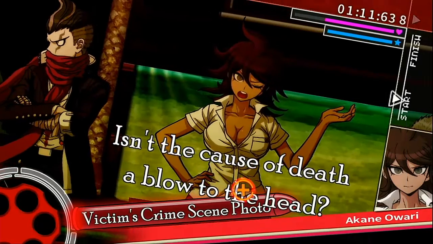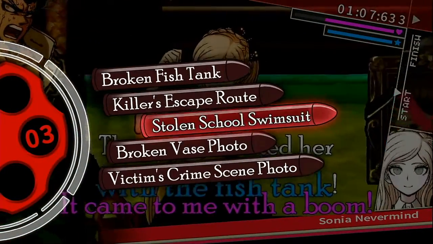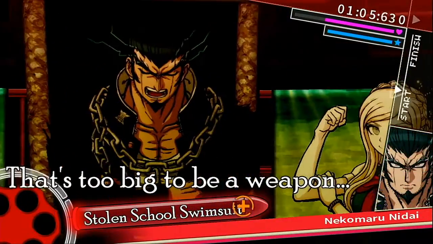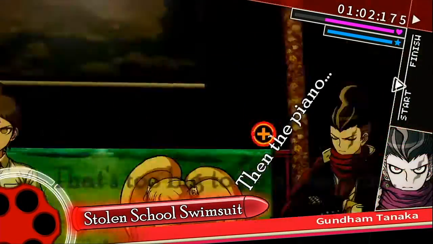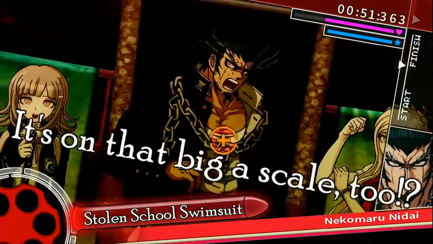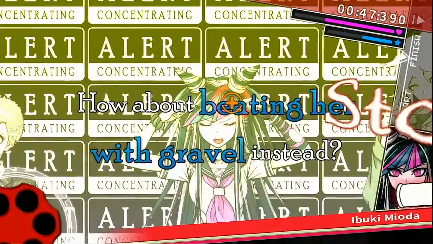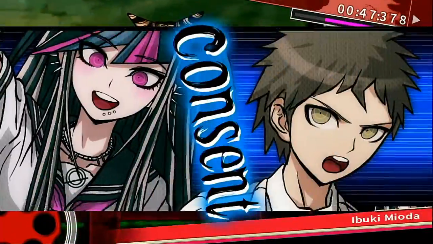The blow to the head? Think you attacked her with the fish tank. That's too big to be a weapon. Then the piano. Why are you going even bigger? The investigation conducted. It's on that big a scale, too? How about beating her with gravel instead? I agree with that.